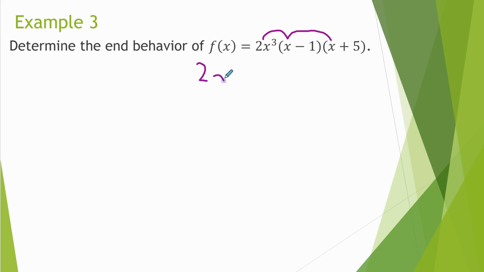So if I just do the 2x cubed times x, I'm going to end up with 2x to the fifth power. So I don't need to get the rest of the polynomial if all I'm doing is the end behavior. I now know what my leading term will be, and we can use this for finding the answer.